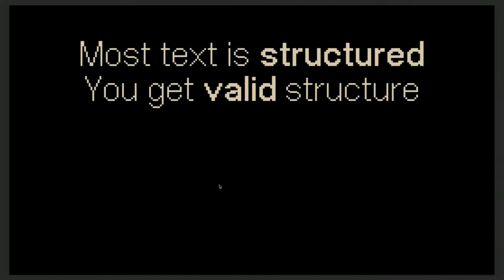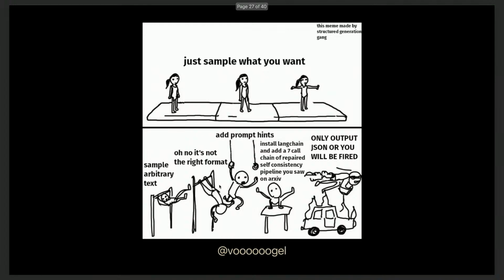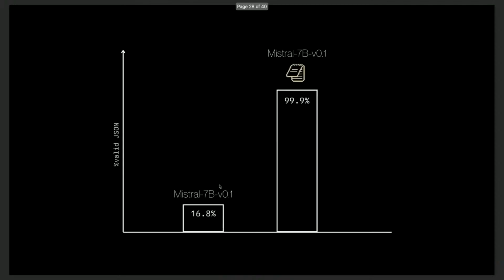Of course, the second benefit is that you get valid structure. I mean, that's an obvious one. That's why we're doing it. I like this meme. At the bottom, this is what people are currently doing. It's just crazy stuff to get valid JSON as an output, and it's not even guaranteed. And here, with outlines, you just sample what you want. It's as simple as this.